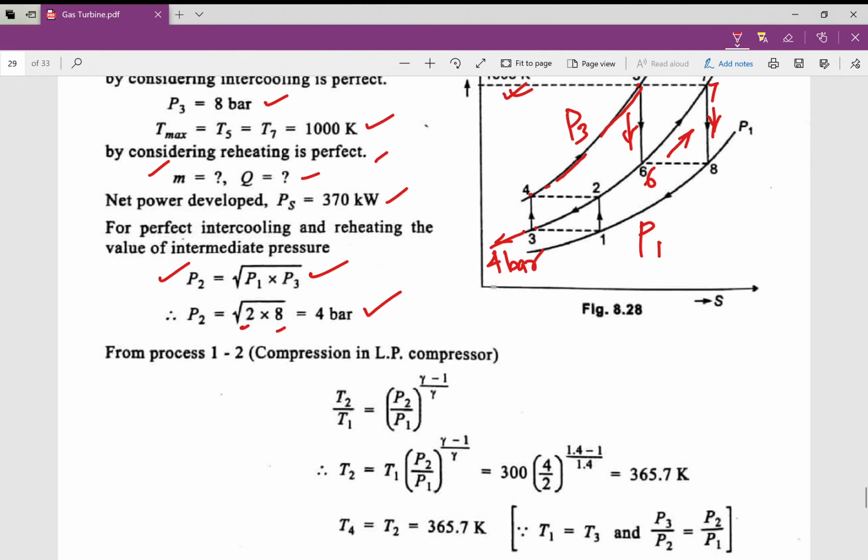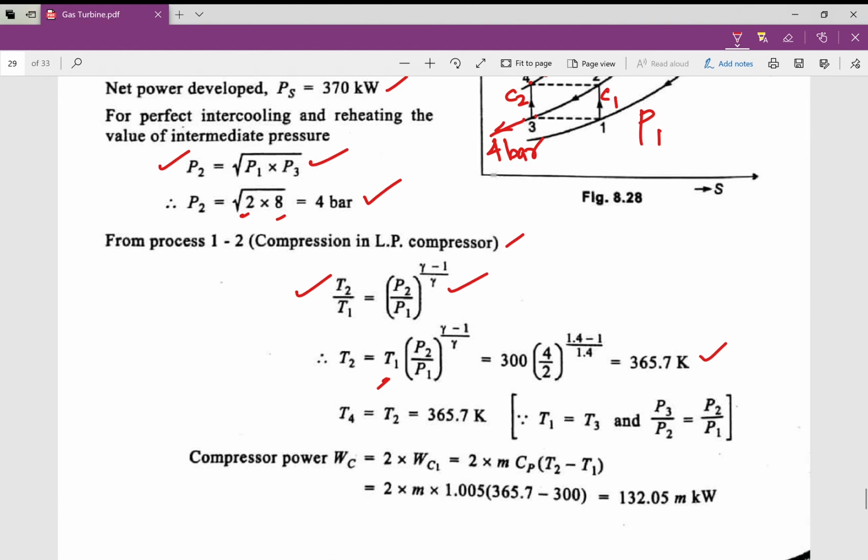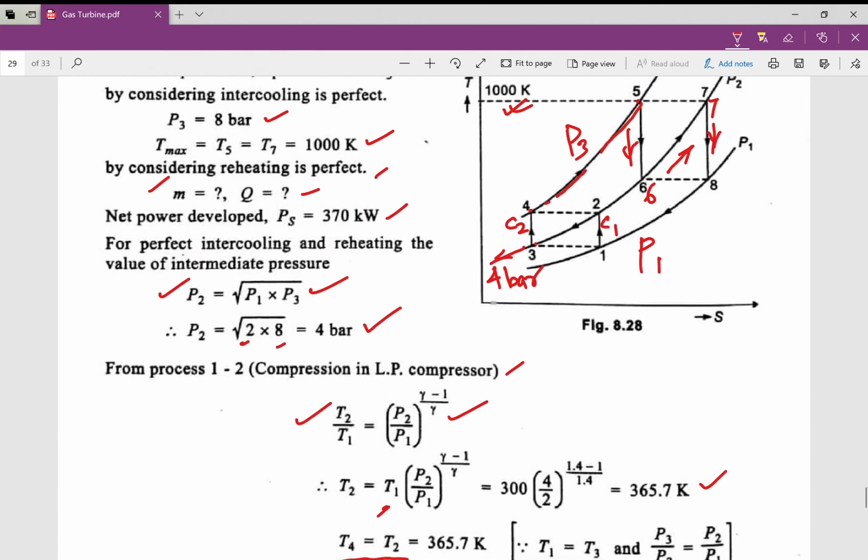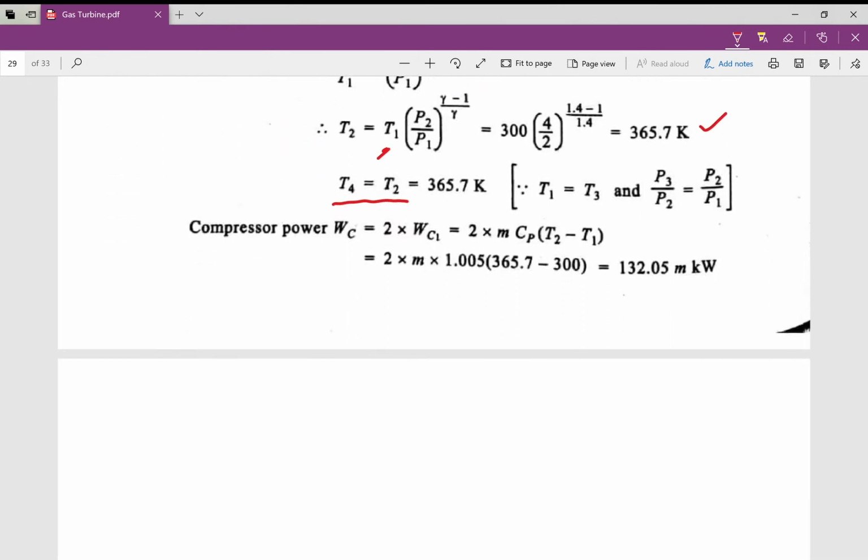Right, now compression in LP compressor. C1 is your LP compressor, and this is high pressure compressor. So in this one T2 upon T1 as usual we can write. Value of T1 is known to us, so we can calculate value of T2. T2 is equal to T4 due to perfect intercooling. So written over here.